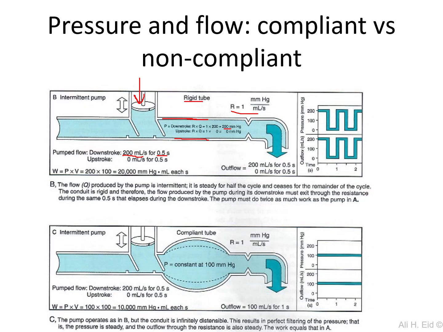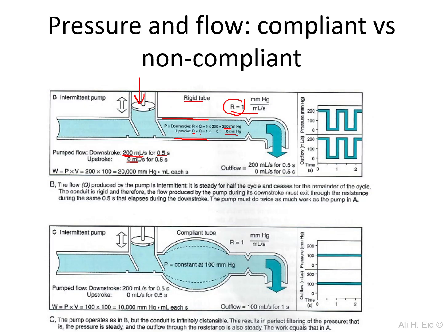Remember here, the downstroke is 200 for 0.5 seconds, and assuming that the resistance is 1, I have the pressure of 200 times 1, and I will get 200. During the upstroke, there is nothing being pumped in, so the resistance is 1, the flow is 0, as we mentioned here. During the upstroke, there is 0 flow. There's nothing being put in, and thus the pressure is going to be 0.